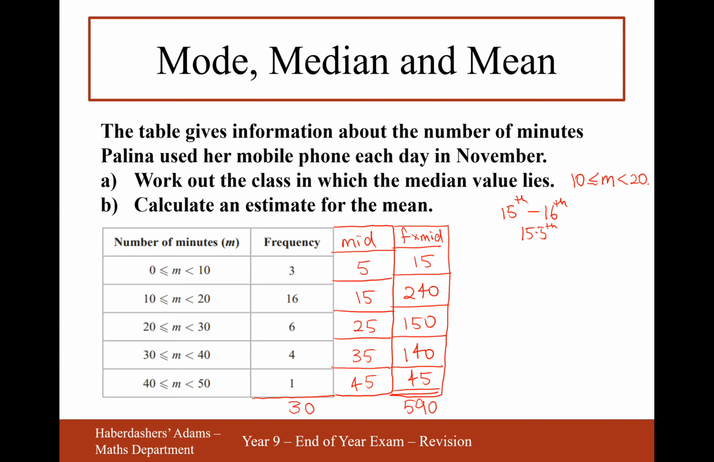Okay, so now we need to do the division, because we need to now divide what we've added up by how many days there were. So the average here is going to be 590 divided by 30. I could probably cancel out the zeros and just go straight to 59 divided by 3, which would be 19.6 recurring, so we'll write 19.7. So 19.7 minutes on the phone on average.